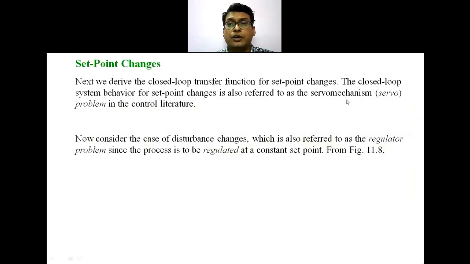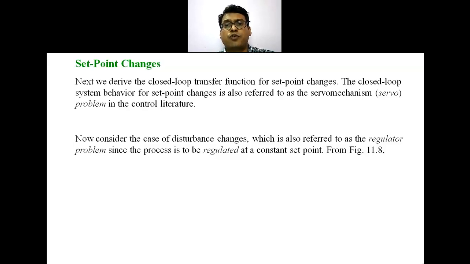Now there are different set point changes. There are servo mechanism problems and regulator mechanism problems. There are two types of problems which exist. One is the servo and the second is the regulator problem. Now what is servo? That means a change in the set point.